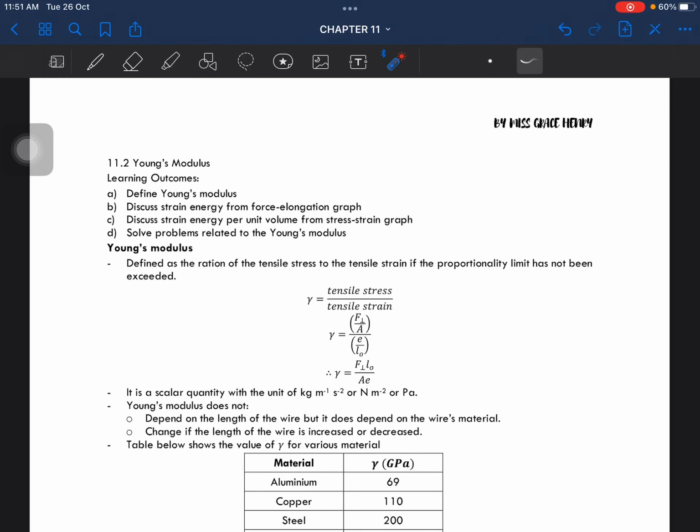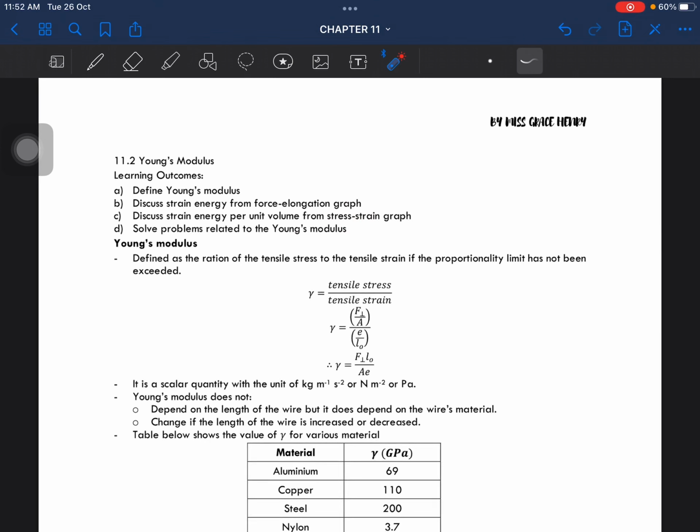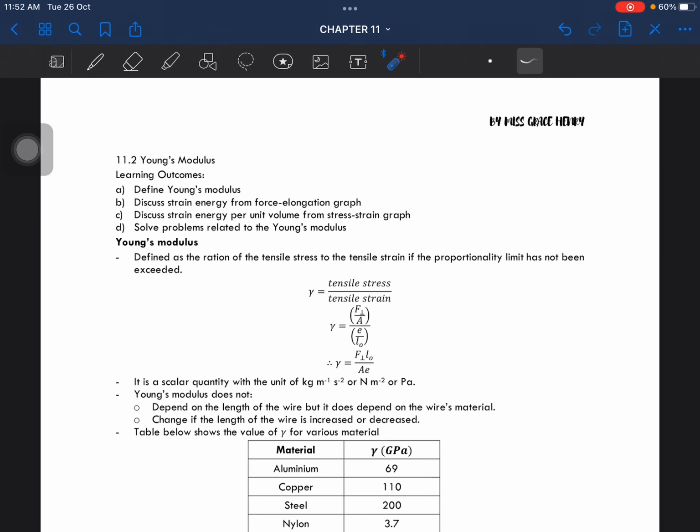Alright, the second subtopic, which is on Young's modulus. So in this subtopic, you should be able to define what is Young's modulus, discuss the strain energy from force elongation graph, discuss strain energy per unit volume from stress strain graph, and then lastly solve problems related to the Young's modulus.